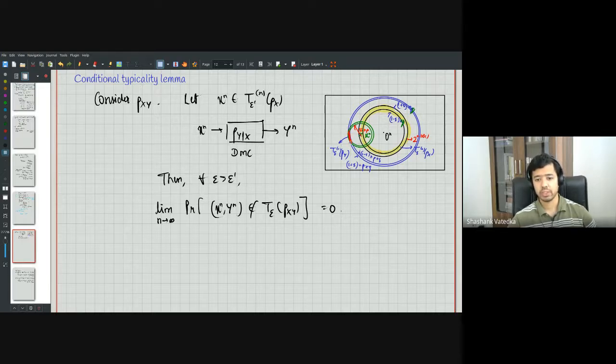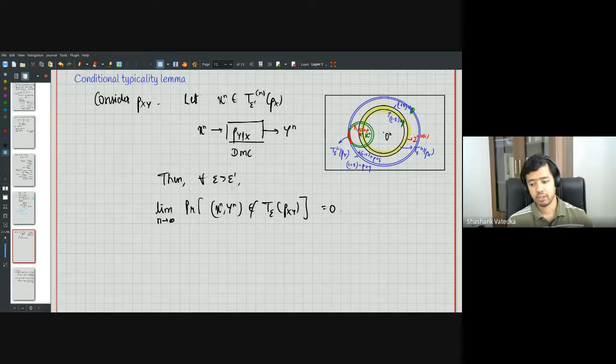And what this statement says is that yn is going to lie in the red region with overwhelmingly high probability. The probability that it is not in the red region is vanishingly small. Okay, but note that to prove this, again, our intuition says that yn lies in the red region, but more formally, xn lies in the epsilon prime typical set, whereas xn, yn are going to lie in an epsilon typical set where epsilon is greater than epsilon prime.